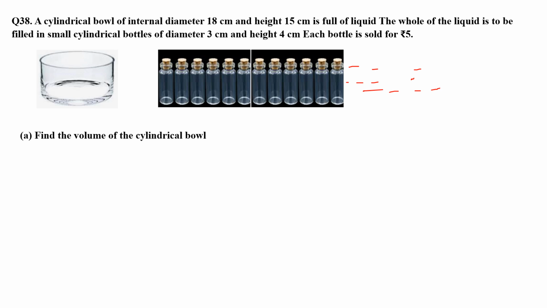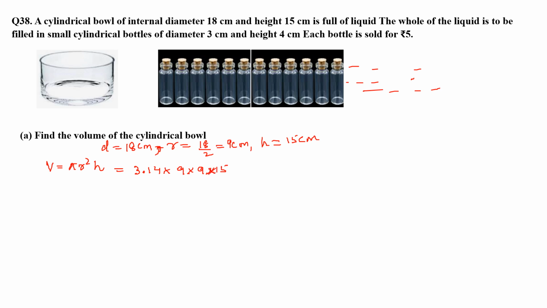So for the cylindrical bowl, as it is a cylinder, you have to use the volume of cylinder formula, which is pi r square h. You have to see whether the radius is given or not. Diameter is given as 18, so the radius will become half of 18, 18 by 2, which is 9 centimeter, and height is given as 15 centimeter. So you have to just put all the values. Pi I am taking as 3.14. Radius is 9, so 9 square, so 9 into 9 into 15.